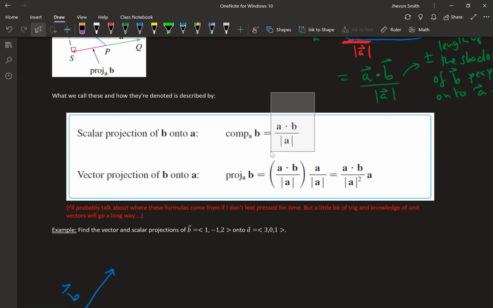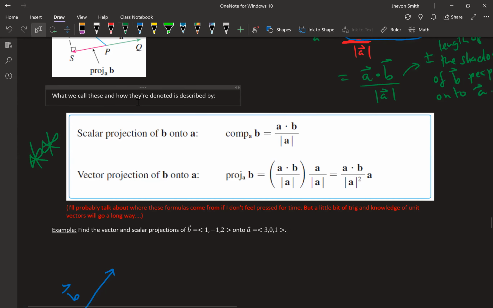You'll also notice, remember A dot B is a scalar. So when you take A dot B and divide it by a magnitude, that gives you a scalar quantity because it's just one magnitude divided by another. Here though, A divided by the magnitude of A is actually a vector. And then you multiply the vector by a scalar. The result is another vector. So this is the vector projection. So the second equation gives you the vector projection. The first equation gives you the scalar projection. And you should know these equations.